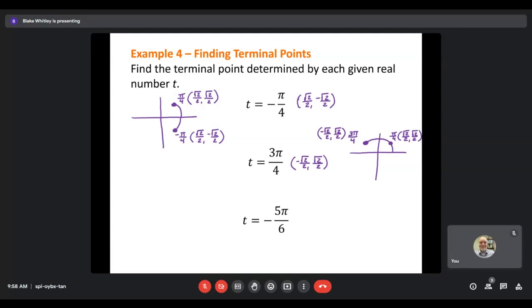All right, now our last one, negative 5 pi over 6. Again, we need to think about where that's going to be located. Negative meaning we're going in a clockwise direction this time. 6 pi over 6 would be 1 pi, so we know we're not quite to pi yet, but it's going to be pretty close. Okay, so we're going to go around. We're going to end up right here in the third quadrant. This is going to be negative 5 pi over 6.